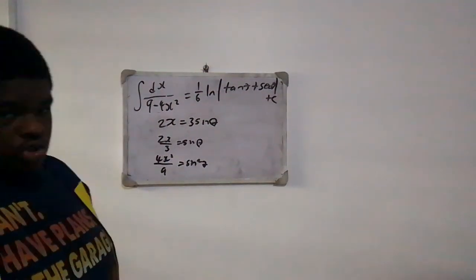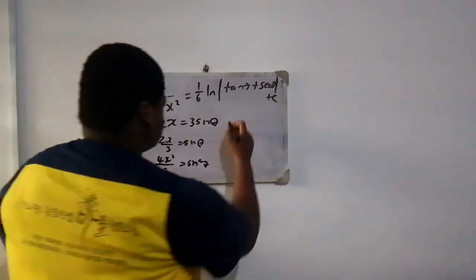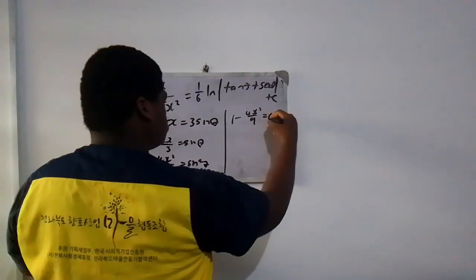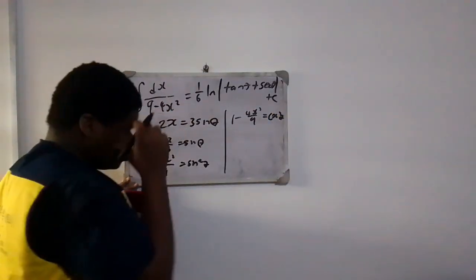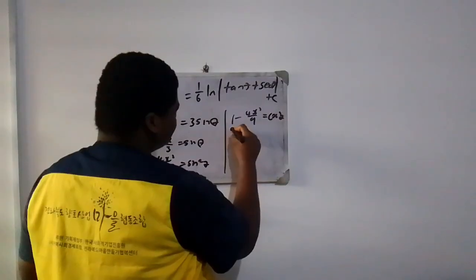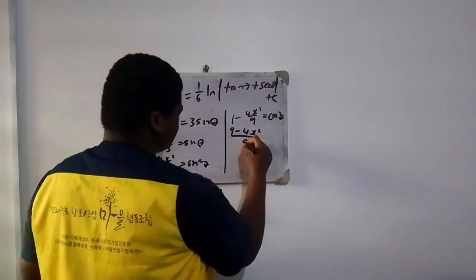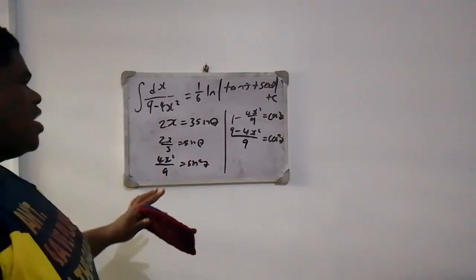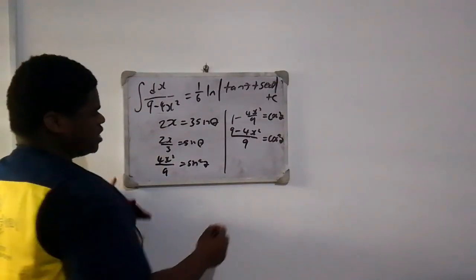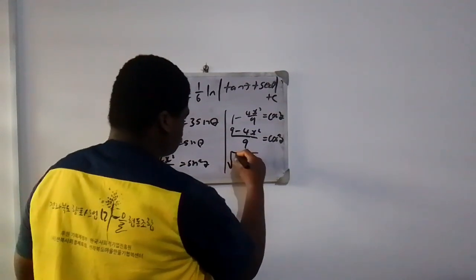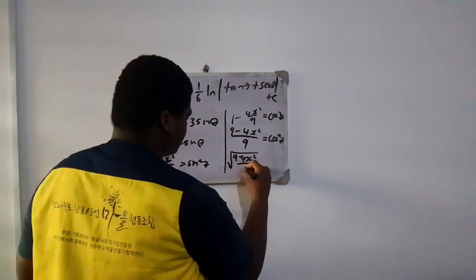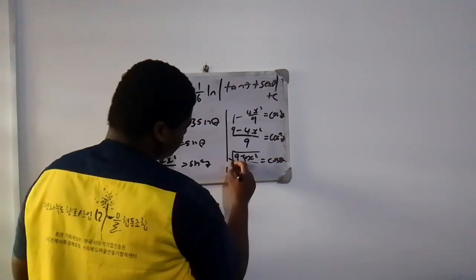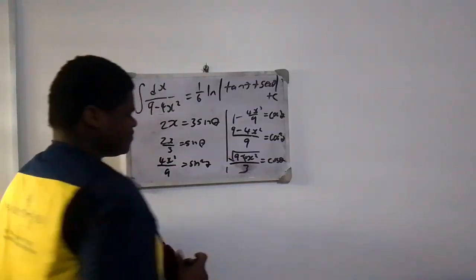1 minus sin squared theta is equal to cos squared theta. So that means 1 minus 4x squared over 9 is equal to cos squared theta. Do some algebra here. You have 9 minus 4x squared over 9 is equal to cos squared theta. Now, I think this is almost enough. Let's take the square root of both sides. You have the square root of 9 minus 4x squared over 9 is equal to cos theta. I want to simplify this to the square root of 9 minus 4x squared divided by 3.